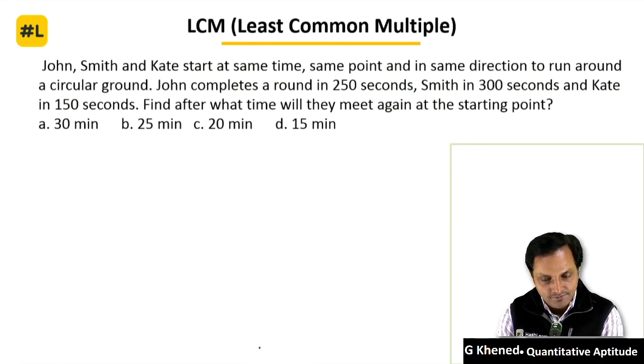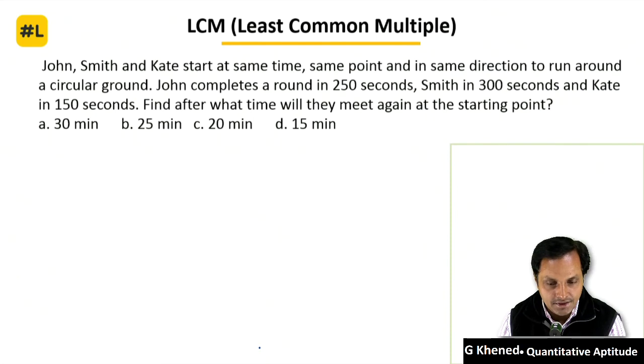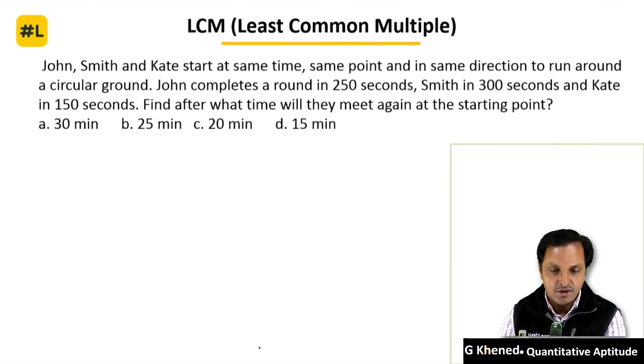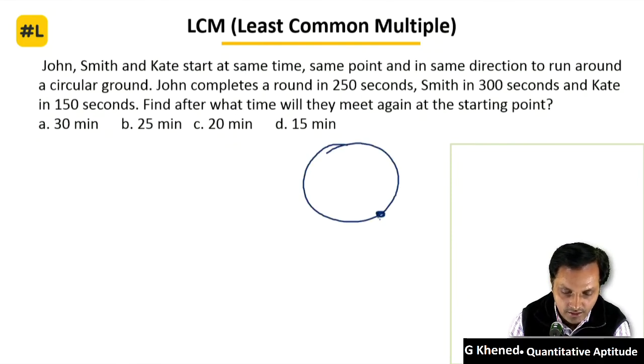So here is a problem, it is a word problem which is an application of LCM, lowest common multiple. It is an application problem. Okay, John, Smith and Kate start at the same time, same point and also in the same direction to run around a circular ground. Means there is a circular ground, all three of them are starting at the same point.